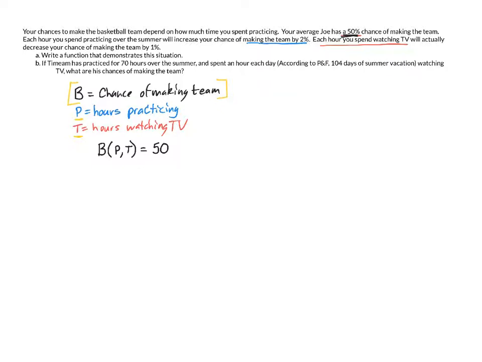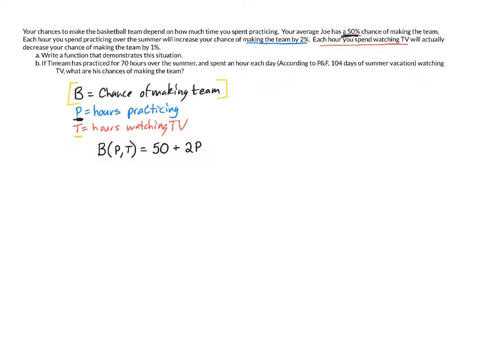Now I'm going to add, what does it say? It says each hour I practice, so for every P I have, it increases my chance by 2%. Okay, so 2% for every hour. If I practice 1 hour, then that's 2 times 1. That goes up 2%. If I practice 2 hours, that would be 2 times 2, which give me an extra 4%, right? So that's the idea here.